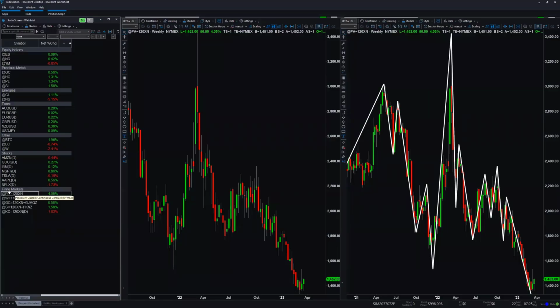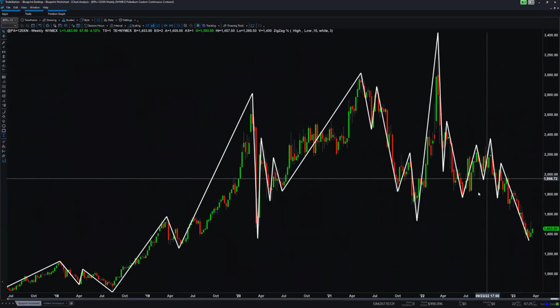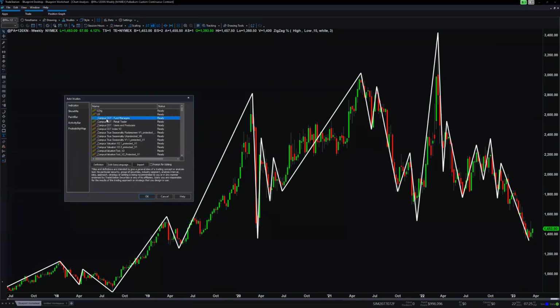Well, we could look at palladium. So here's the symbol for palladium. And I would then go to add study. And then you would just add Campus COT, users and producers, if you want to see the commercials, retail traders, if you want to see the non-reportables, and the fund managers, if you want to see the non-commercials.